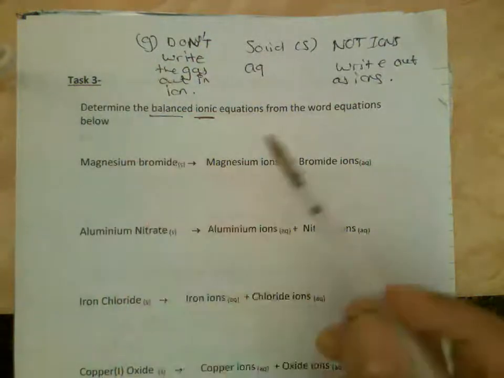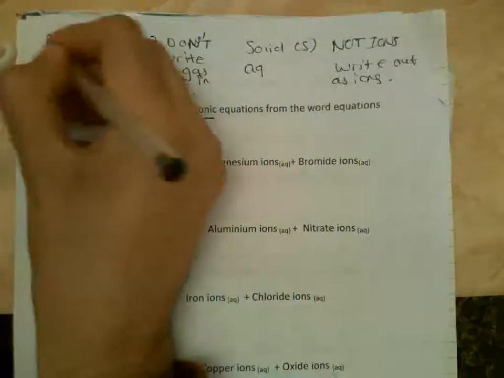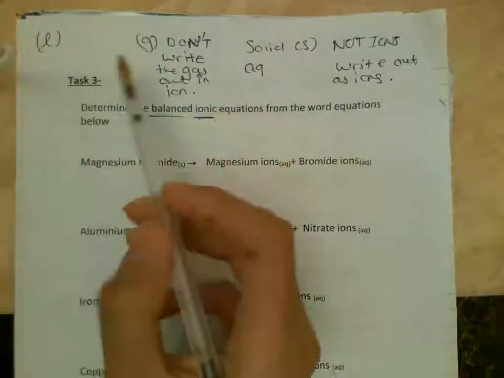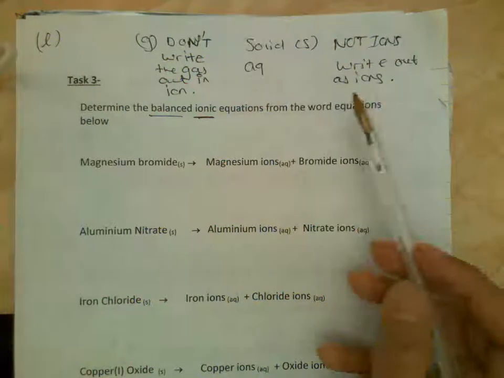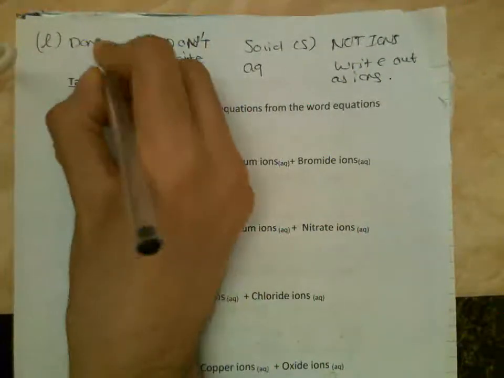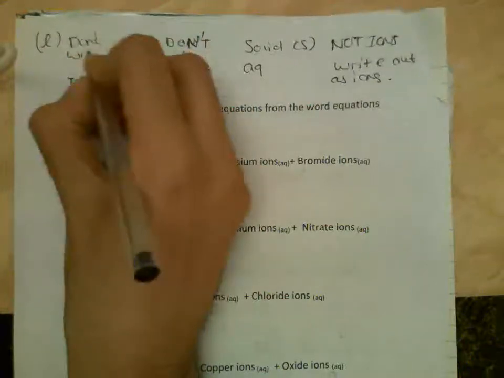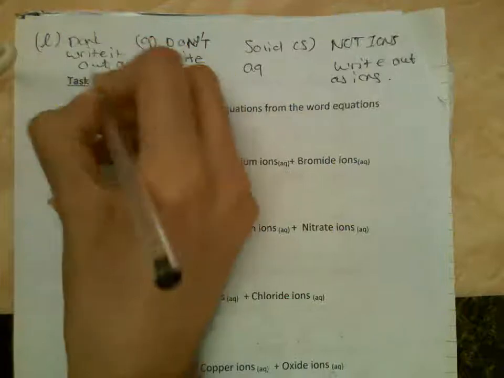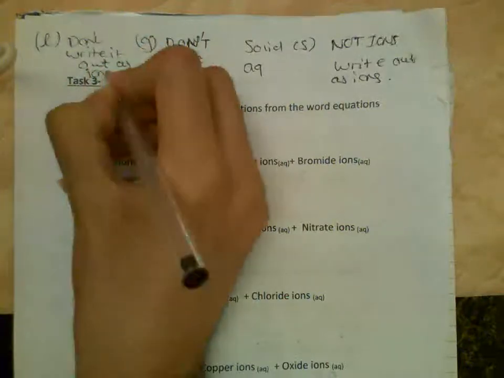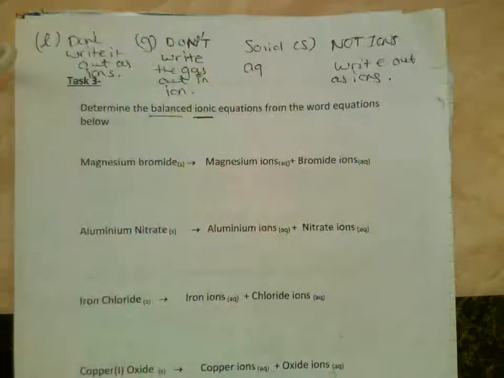But then if we see another species as liquid, liquid is not the same as aqueous. So if you see a liquid, don't write it out in its ion form, so don't write them out as ions. That's also in the don't category. Okay, so that's that.